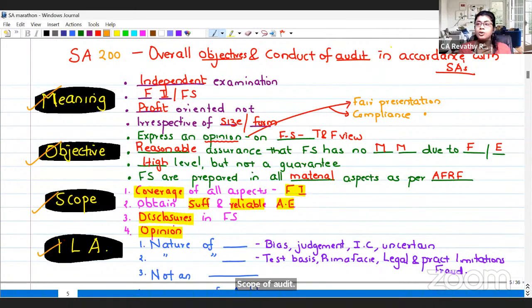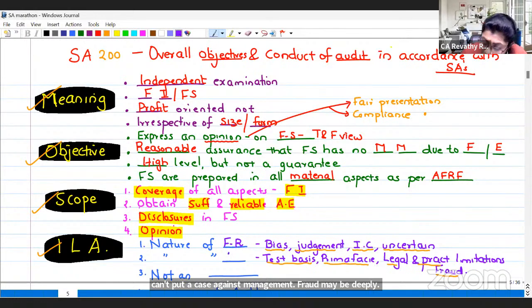Finally, ILA. What is ILA? Inherent limitations of auditing. Biases will come from management, judgment of management, internal control, uncertain business, collusion among the employees. This is called the nature of financial reporting. Second, audit mainly happens on a test basis, sampling. Prima facie evidence only we will collect, not conclusive. There are legal and practical limitations for audit. We can't put a case against management. Fraud may be deeply laid. So this is the nature of audit procedure.